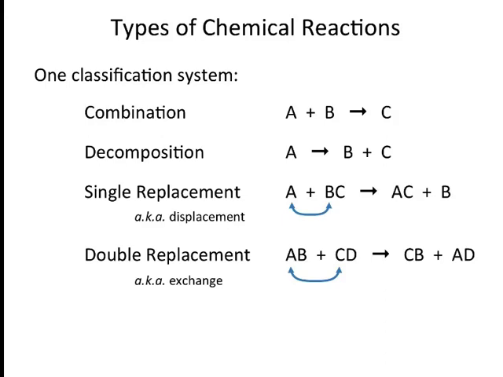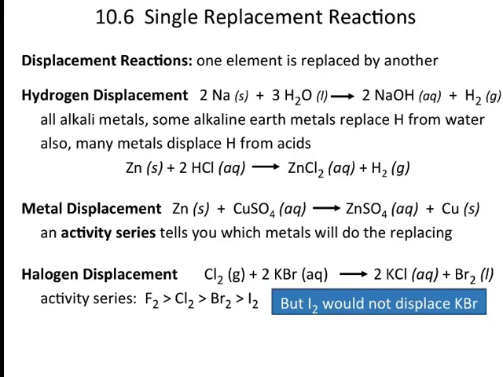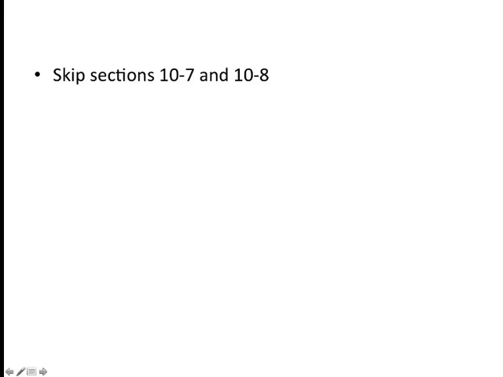I'm not, admittedly, a huge fan of this classification system. I think it is a little pedantic and minimizes the beauty of chemistry into four simple rules of reactions, and I don't really like it. I wanted to include it here because somehow I feel remiss if I teach you a chemistry course and don't tell you what a single replacement reaction is, but I wouldn't be too concerned about this. And so therefore we'll skip sections 10.7 and 10.8.